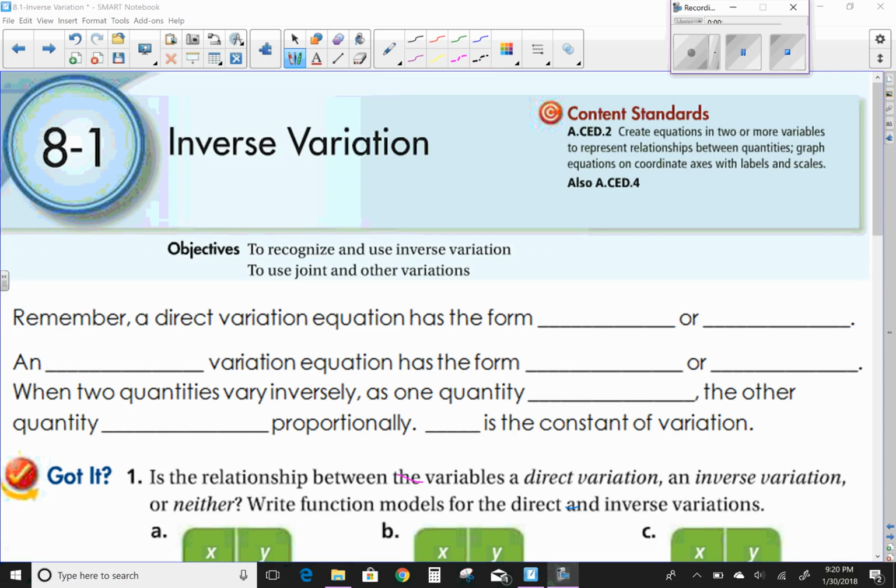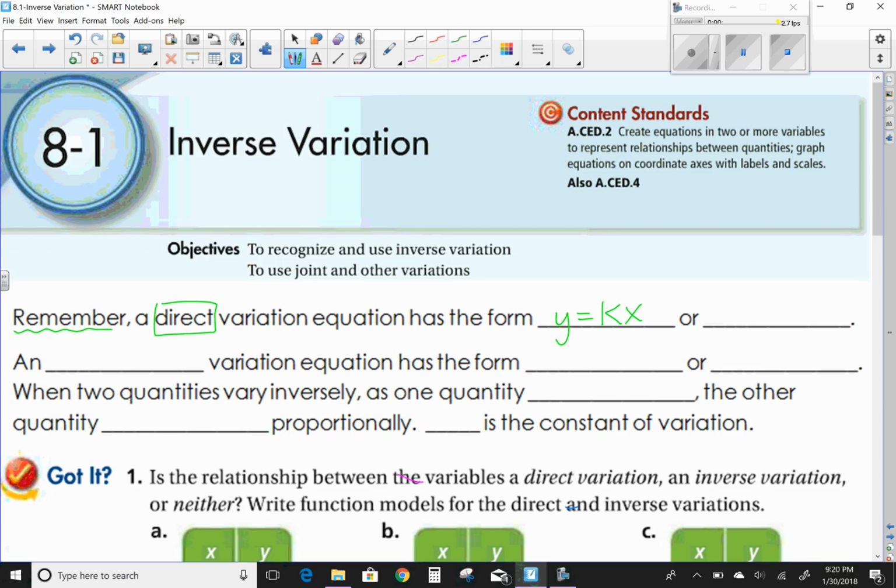Okay, today's lesson is section 8.1 out of our textbook. It's called Inverse Variation, and I hope you all think it's a pretty easy lesson. To start off, remember, because this is something you should know, direct variation is an equation that has the form y equals kx.